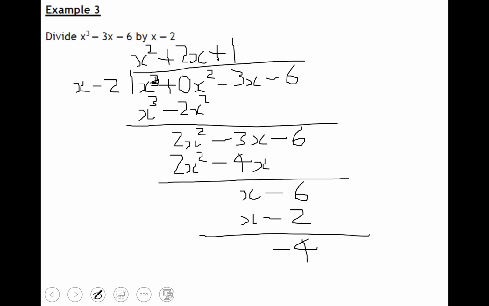Whereas with numbers you only get positive remainders, with algebraic division it is possible to get negative remainders. In fact, it is possible to get functions, depending on the degree of separation between what you're dividing by and what you are dividing.